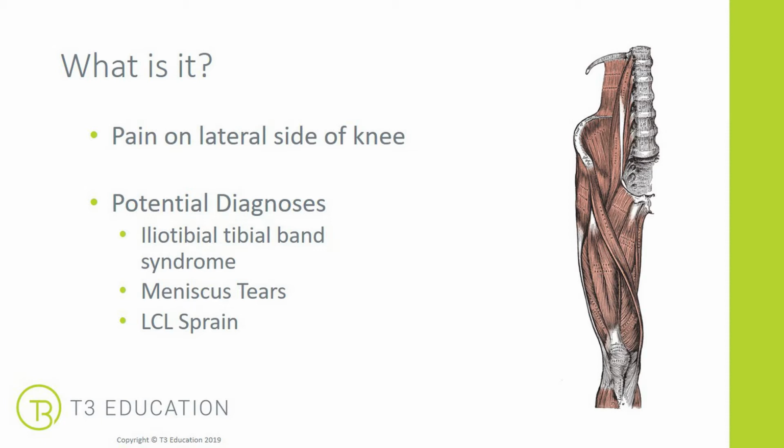Other potential diagnoses may be meniscus tears. So when you are assessing and screening your client, check for other symptoms and signs of a meniscus tear, such as popping or the pain is more intermittent. Another one may also be lateral collateral sprain as well.